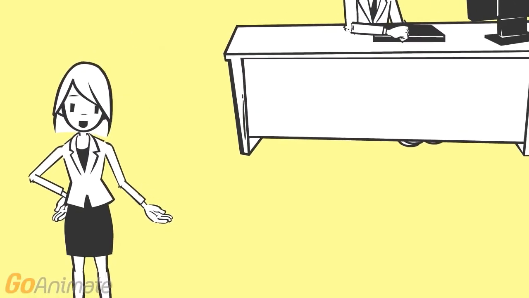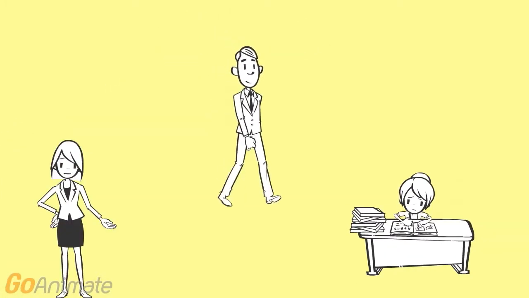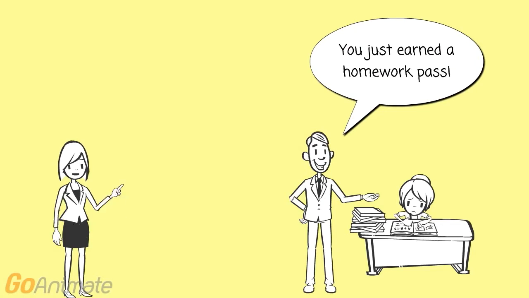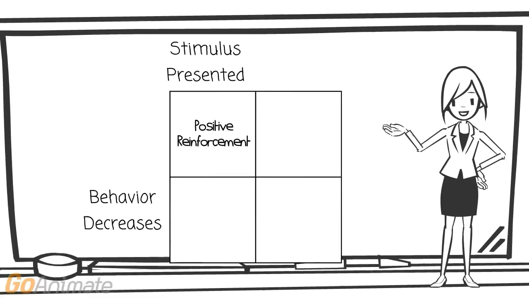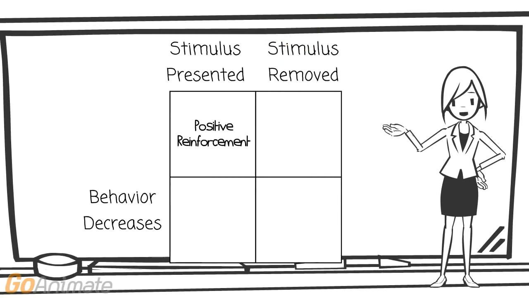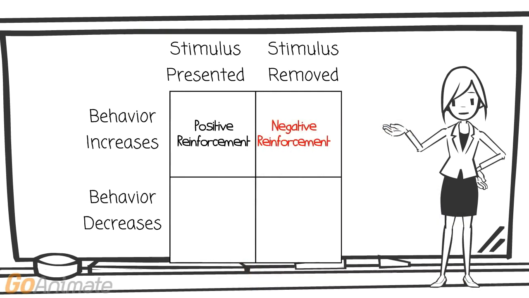For our next student, we again have a good student who is working diligently on her coursework. As a consequence, he could remove some of her work, such as dropping a quiz or removing a homework assignment. This would make her happy and want to continue to work hard. In this example, a stimulus was removed, that was the quiz or the homework assignment, in order to cause the student's good behavior to increase, which would be negative reinforcement.